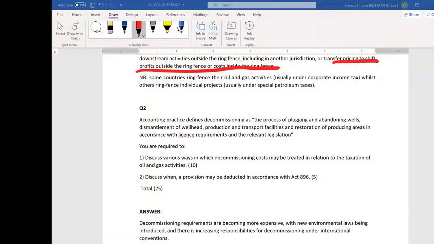Okay, let's look at question 2. Our time is up, but let's look at question 2. Then you go and discuss it. We've done question 2 also.